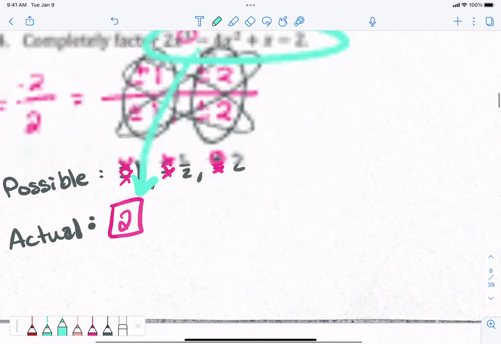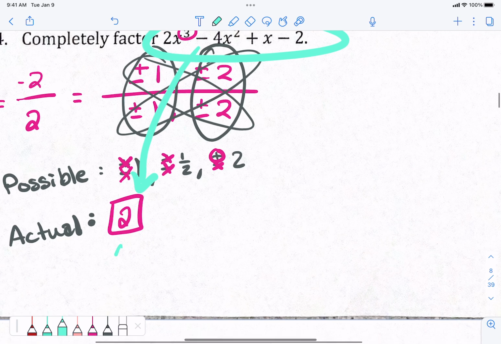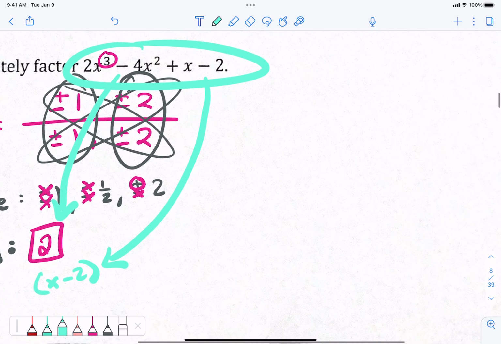Here's the deal. If my actual 0 is 2, then that means x minus 2 is my factor, right? Does that make sense? Okay? So I have options. I could either use long division and divide this thing, or I could use synthetic division. Should we do synthetic division? Yeah? Okay, synthetic divide.